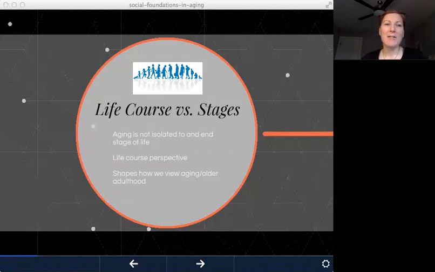So the idea of studying aging is not studying someone in isolation in just this stage of life. It's looking at all of those influences over time and how those affect the current experience of that person in an aging stage. Okay.